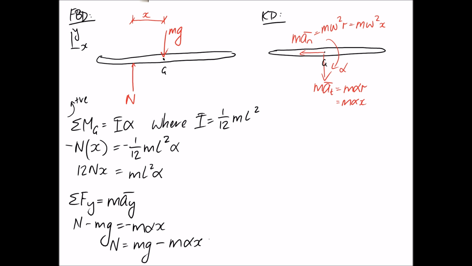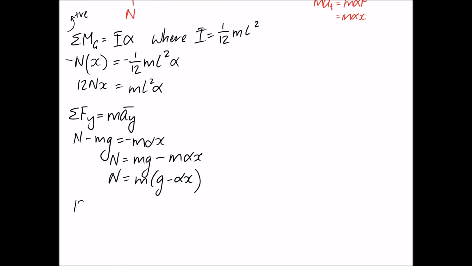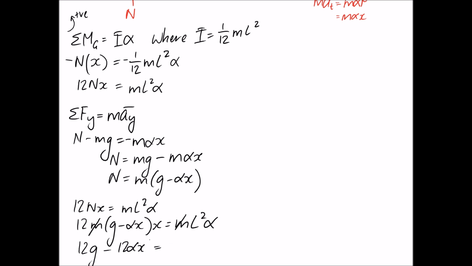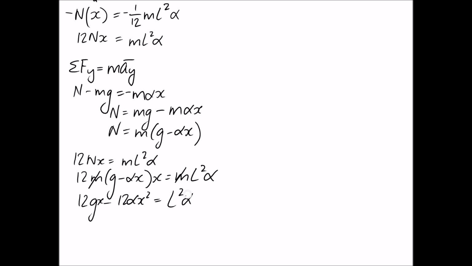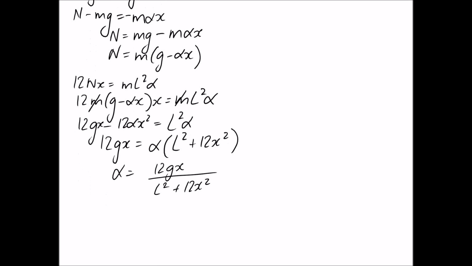And this is what's going to have to go into the equation. So I might just factorize this out, and let's put it in. So we're going to get 12Nx is equal to ml squared alpha, or this. Okay, so we end up with m on both sides of the equation, so they're going to cancel with each other. And if we expand out the bracket, we've got an x out here that needs to be multiplied in, and we end up with that. And we want alpha in terms of x, so if I factorize out alpha, it's going to be L squared plus 12x squared, like that.